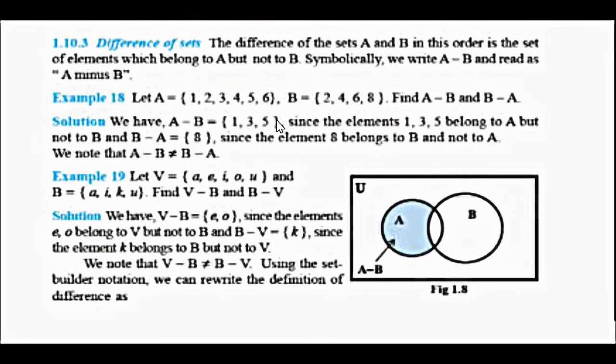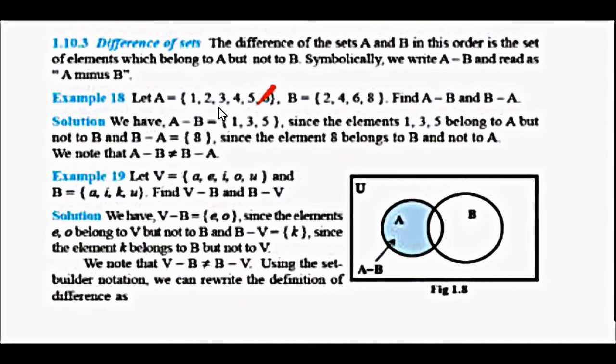So difference of set, what is the difference of set? Difference of set means take one set and subtract or remove all the elements which belong to another set. For example, if you have A as 1, 2, 3, 4, 5, 6 and B is 2, 4, 6, 8. If you want to find A minus B, take all the elements which are present in B and just remove them from A. Remove 2, remove 4 and 6. So what will be remaining? The remaining elements will be 1, 3, 5. So A minus B will be 1, 3, 5.